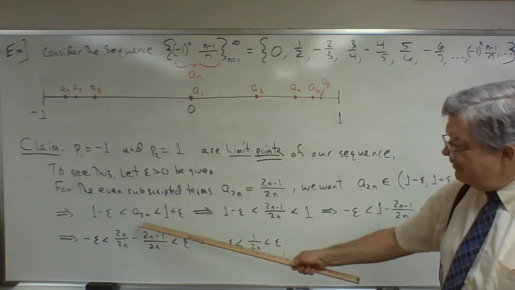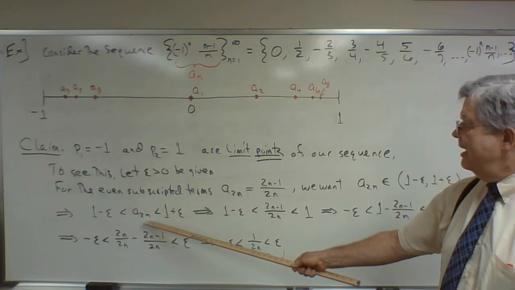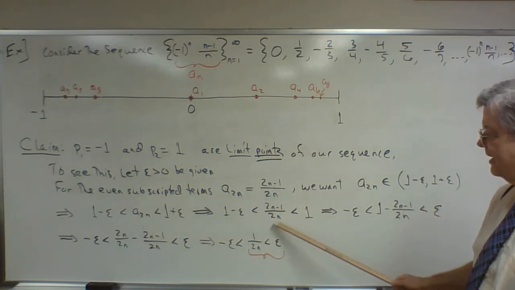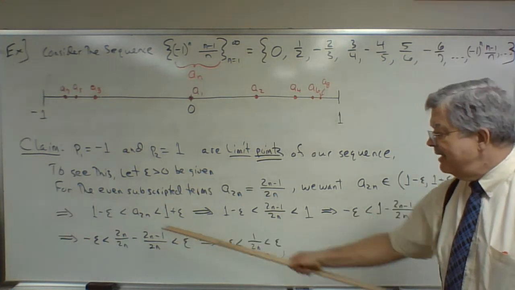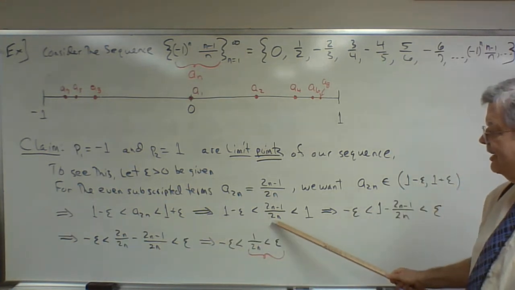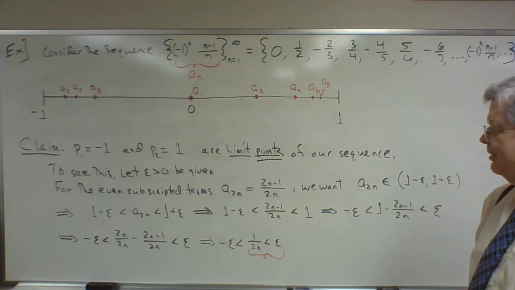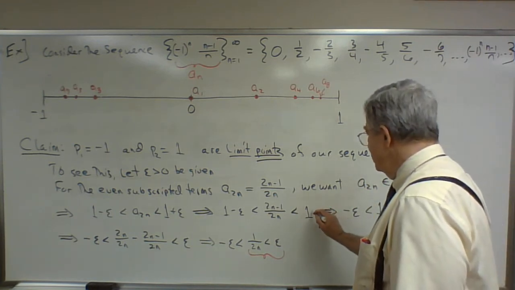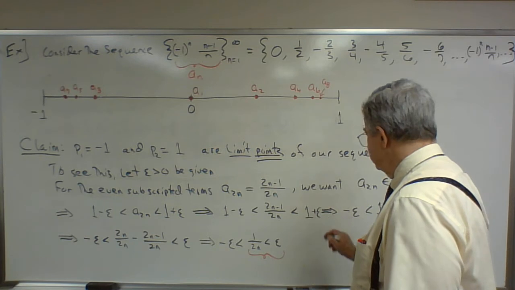And what is a sub 2n? A sub 2n is 2n minus 1 over 2n. So this is the same thing as saying that 2n minus 1 over 2n is greater than or equal to 1 minus epsilon, which is less than or equal to 1 plus epsilon.